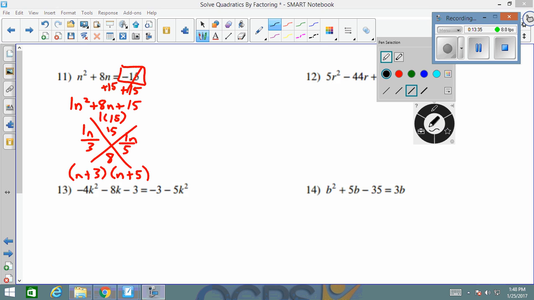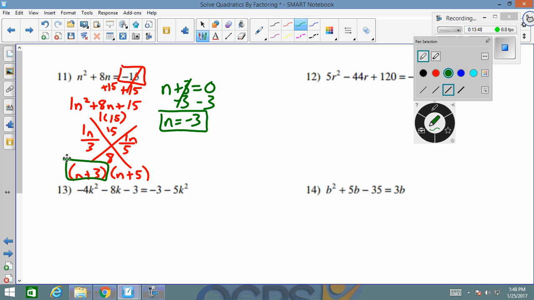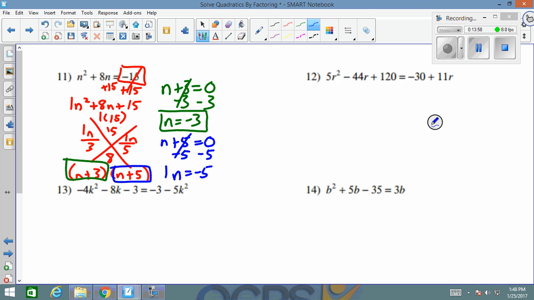Okay, then we're going to take each parenthesis here, like we've been doing, set it equal to 0. Since it's plus 3, we do minus 3, so we get n equals negative 3. Then you guys do the other parenthesis. N plus 5 equals 0. Since we're going to subtract 5, we get n equals negative 5.